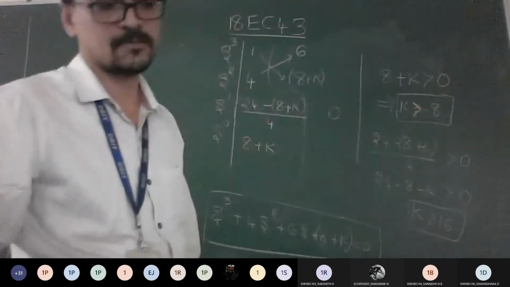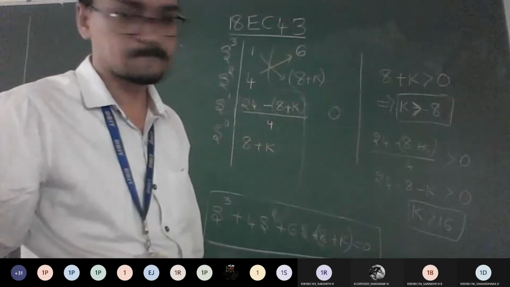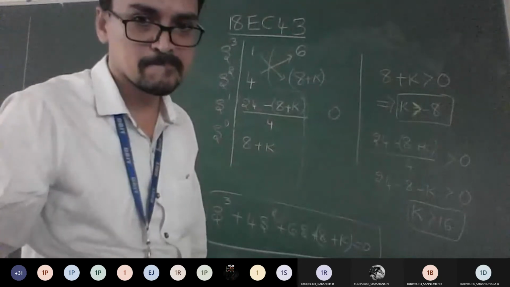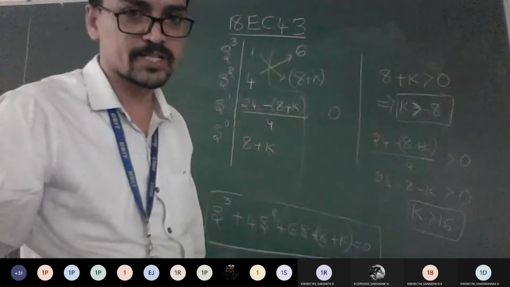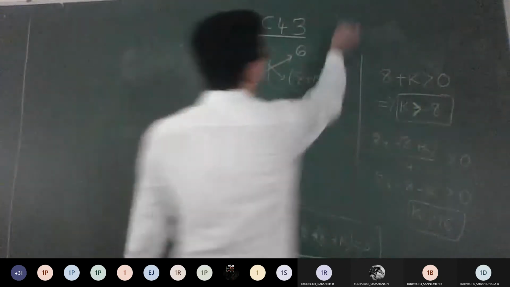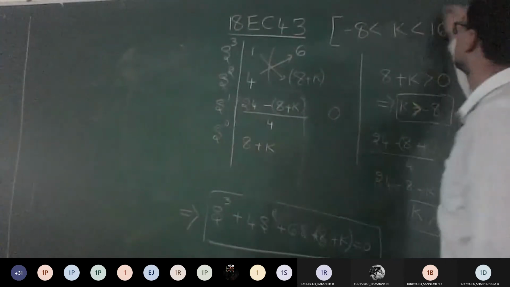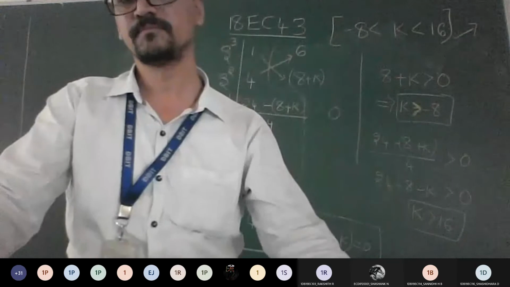Yes or no? 24 minus 8, is it 16 here? Is it okay? Any doubts, anyone? What we did, how to take the range? I got two answers, one is minus 8, one is 16. Therefore, the range of k should be varying from minus 8 to plus 16. In this range, I can tell the system is said to be stable. Is it okay?